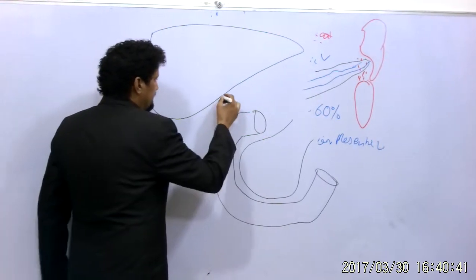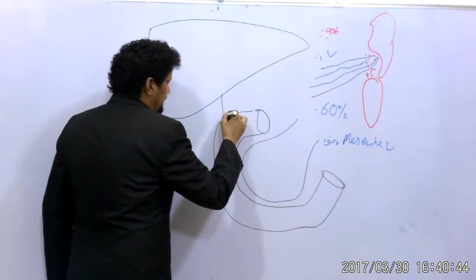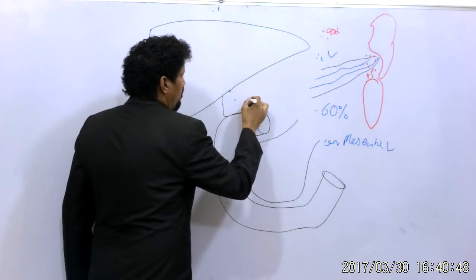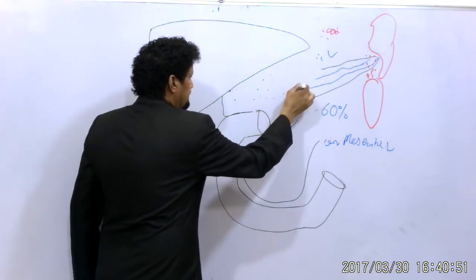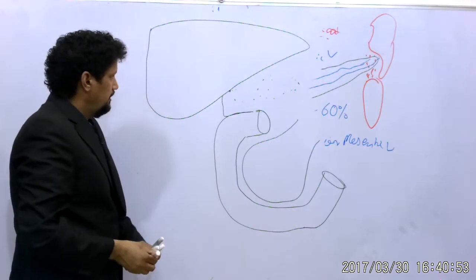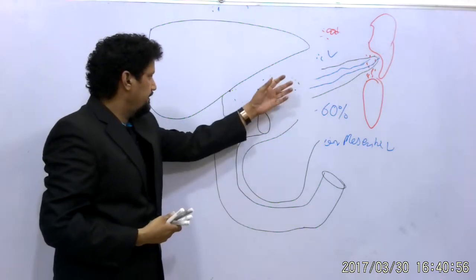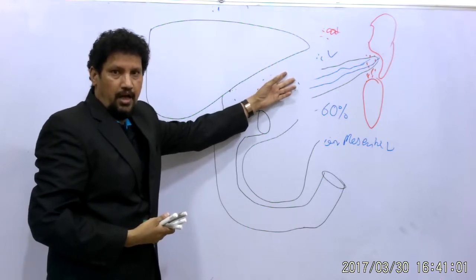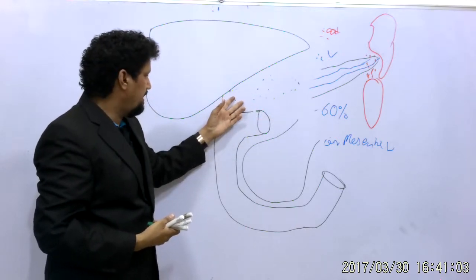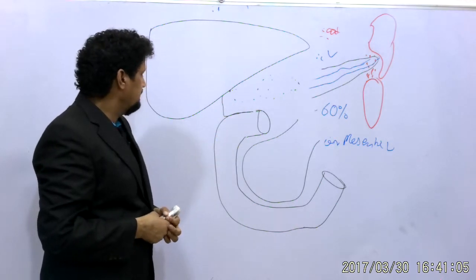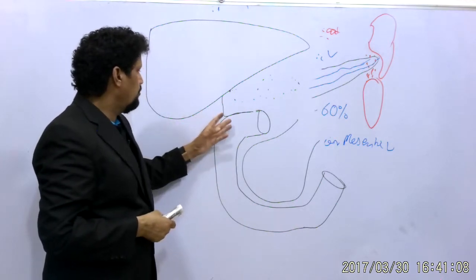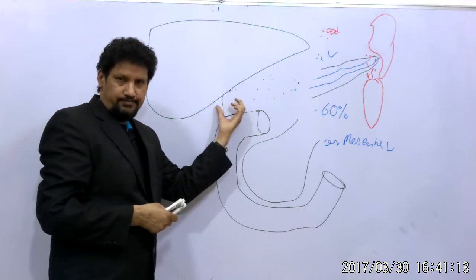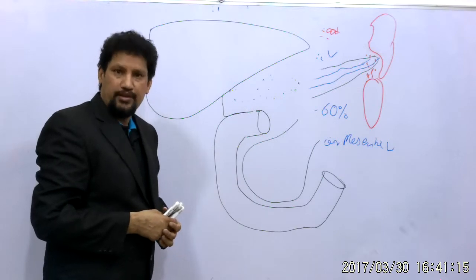Here we can see the right free margin of the lesser omentum. This is occupied by the lesser omentum. This part of the lesser omentum is known as gastrohepatic ligament and this part of the lesser omentum is known as the hepatoduodenal ligament, and this is the free margin of this lesser omentum known as hepatoduodenal ligament.